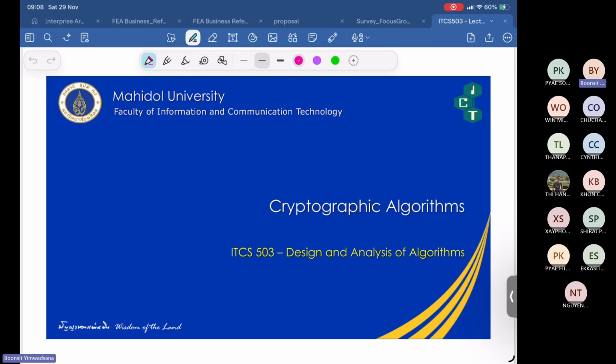Good morning, everyone. Today we are going to continue this lecture with the topic of cryptographic algorithms, and later on we will be discussing artificial intelligence algorithms.